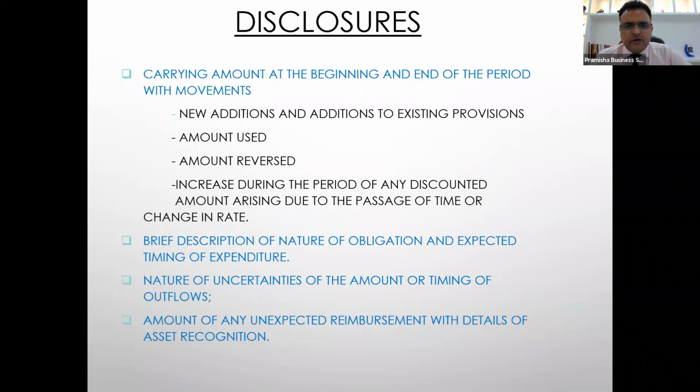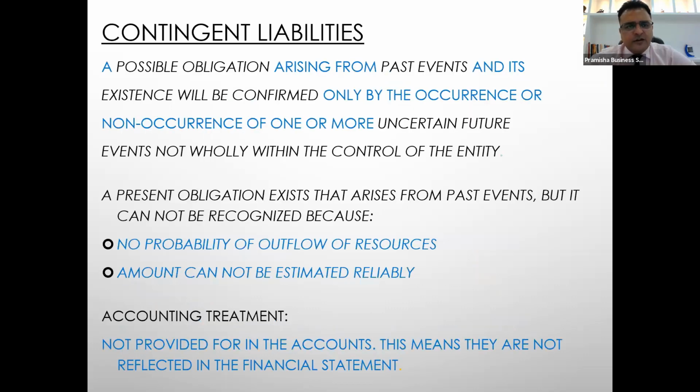So we'll disclose the carrying amount at the beginning and end of the period. If there are any new additions, existing provisions, amounts used, amounts reversed, increase during the period of any discounted amount arising from the passage of time, that is unwinding of discount, brief descriptions of obligations, expected timing of expenditure, nature of uncertainties of the amount or timing of outflows, and amount of any expected reimbursement. If there is any reimbursement which may happen, we'll give details of how we are going to get this reimbursement, how it is going to reduce our expenditures or provision. We need to disclose all what is happening relating to them.